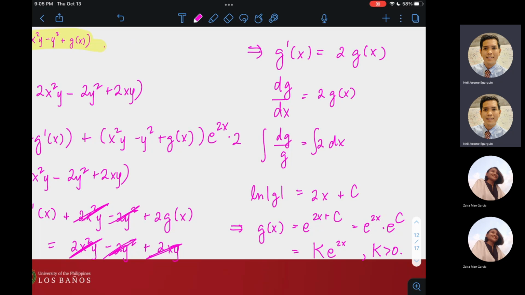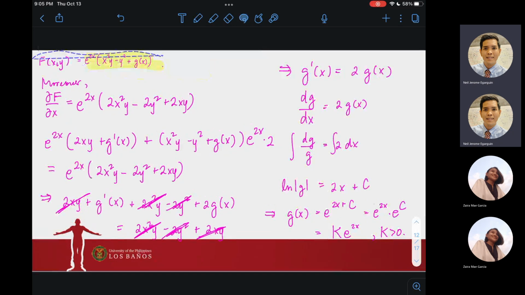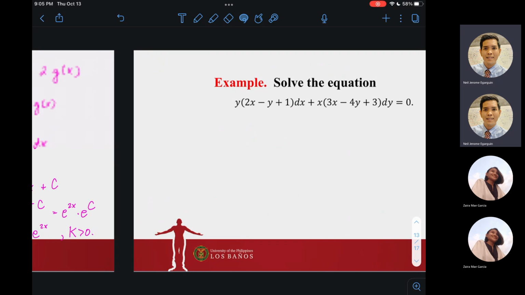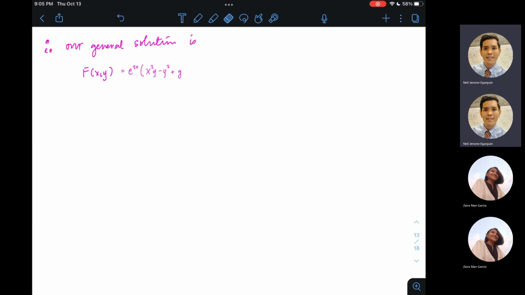So kokopyahin ko ito. Ito yung hula natin para kay f. Kokopyahin ko siya sa susunod na slide. Tapos si g ay papalitan ko lamang ng k e to the 2x. So wala na pala akong space. So magdagdag na lang ako ng isang page. So therefore, our general solution is this guy. Okay. Kaya lang papalitan ko na yung g of x. Ang g of x natin ay k e to the 2x. And then this is equal to a constant L.